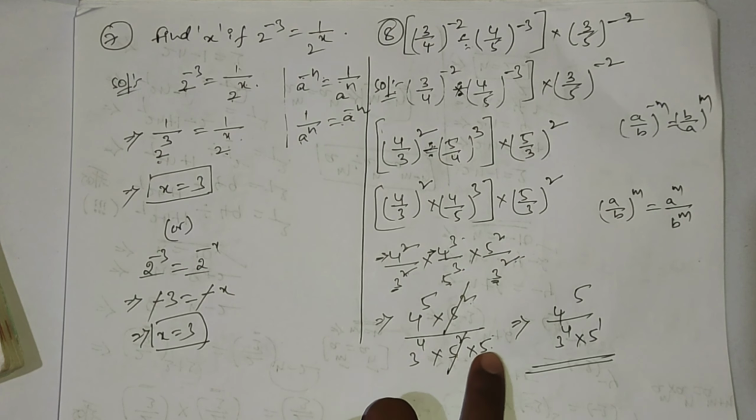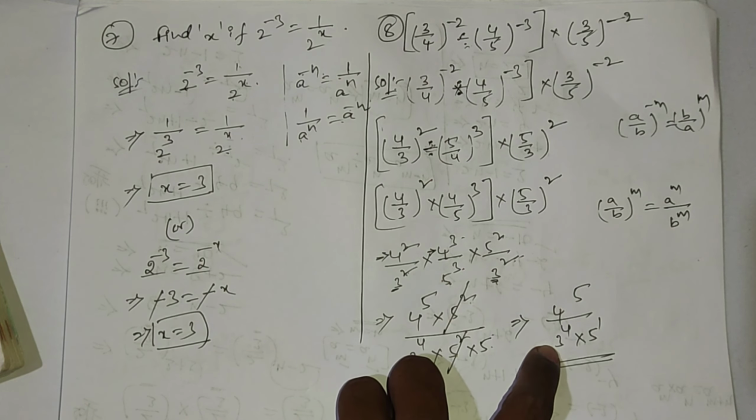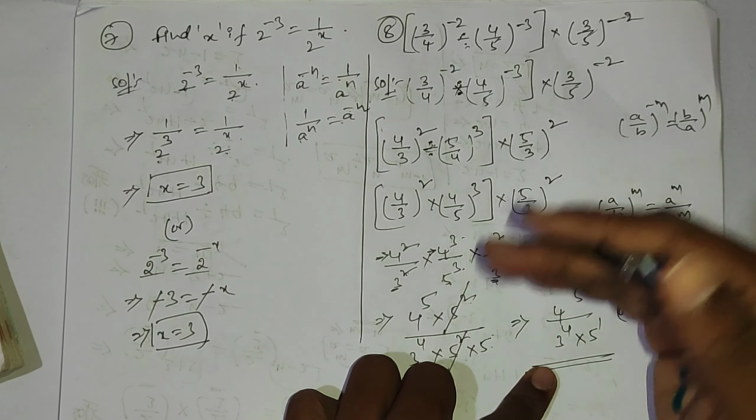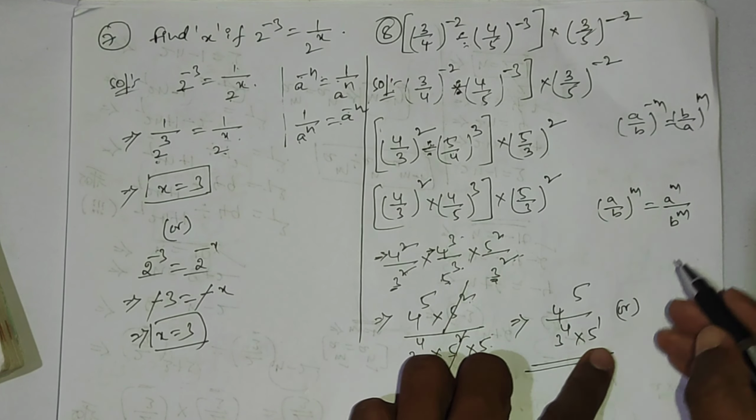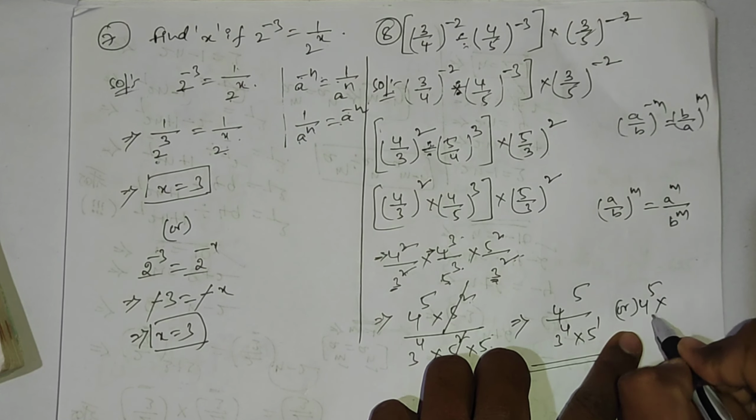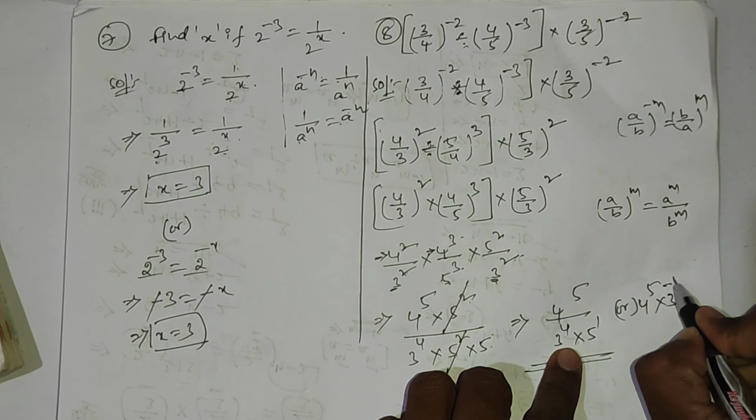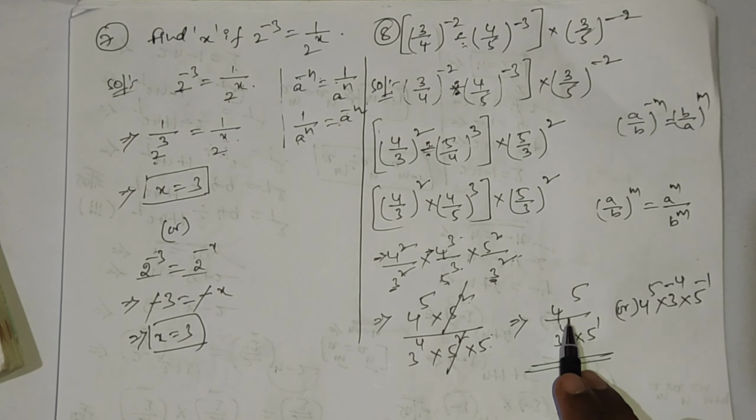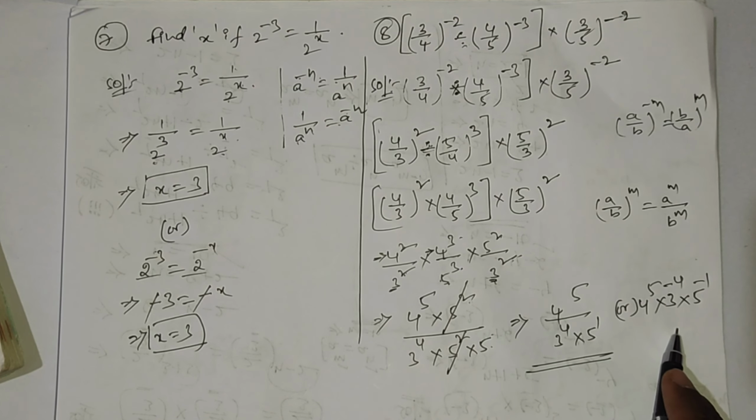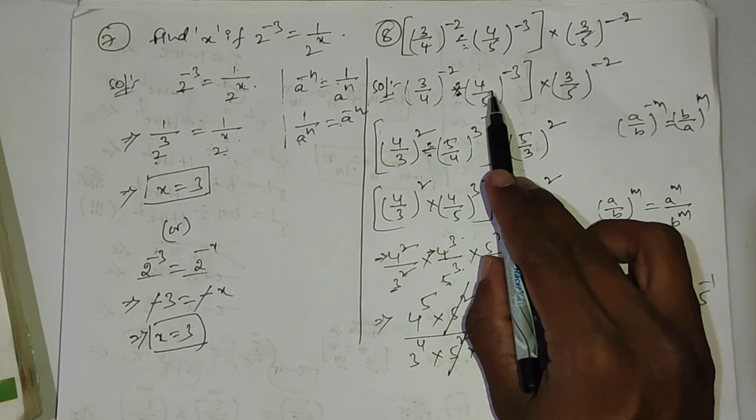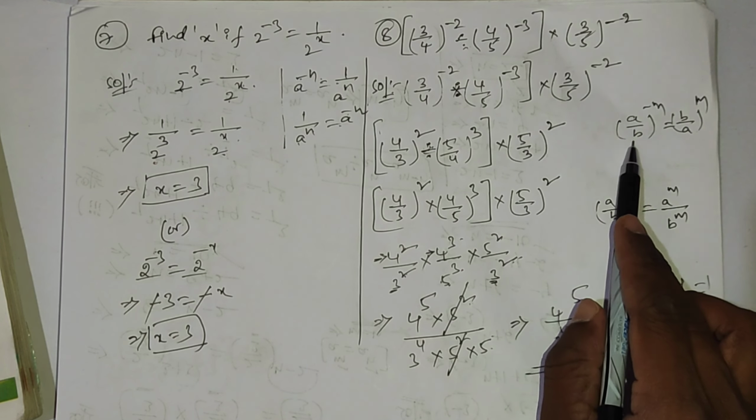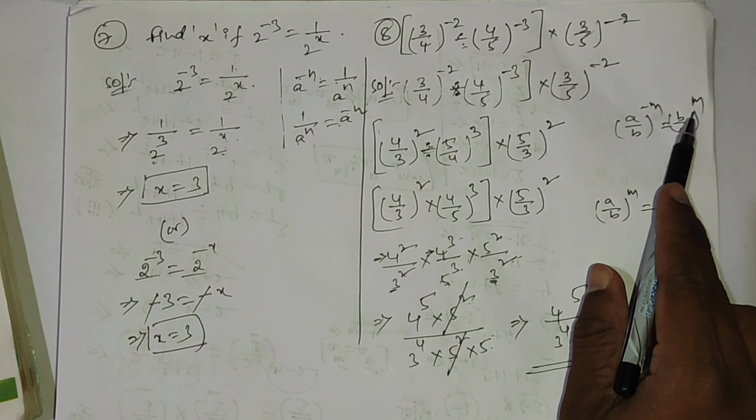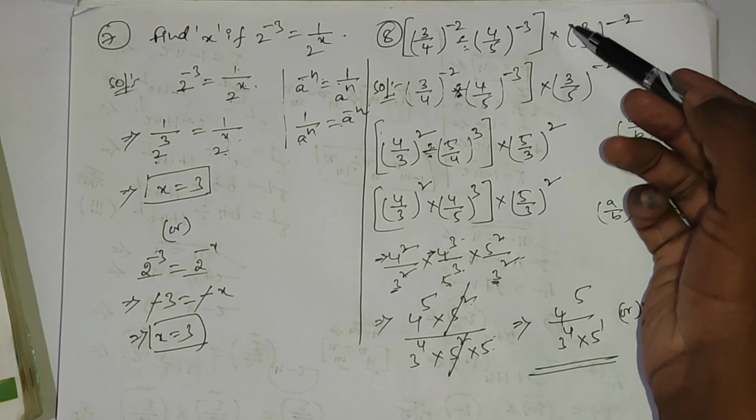is the answer. Or if you want to change this whole term into a single term, it becomes 4^5 into, in the numerator, 3^-4 into 5^-1. So this one or this one, both are correct. This is clear. Just you have to know the formula (a/b)^-m. Nothing but you just have to take the reciprocal. This minus becomes positive. We did that in the first step.